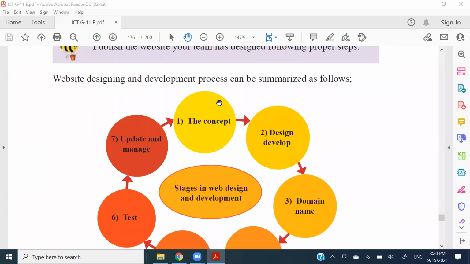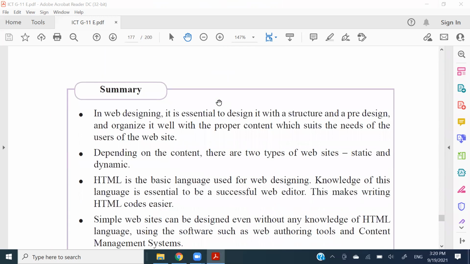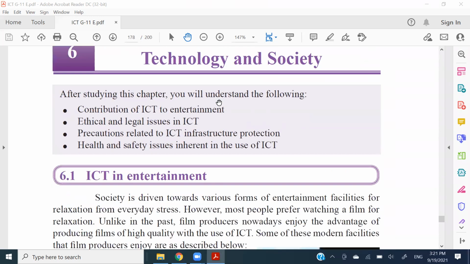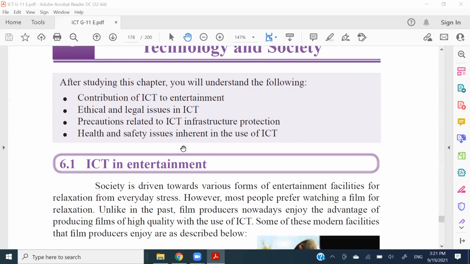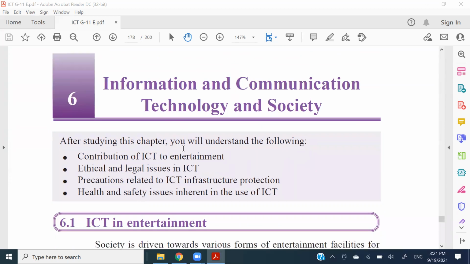I'm not going to move to the questions straight away because you are to do the questions after 2-3 weeks, right? So let's quickly go through the next lesson. Starting from next week, we are going to discuss the questions after the lesson. Okay, so the sixth lesson is about information and communication technology and society, ICT and society.